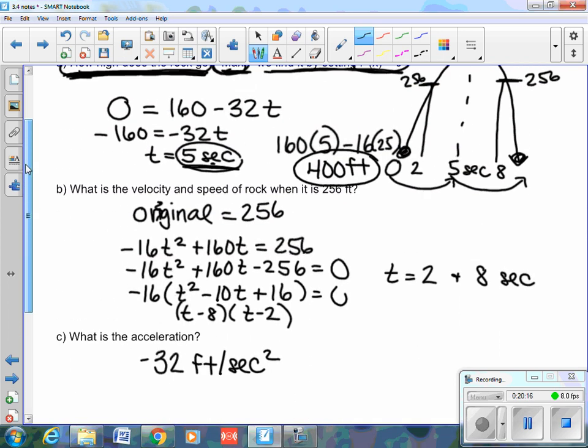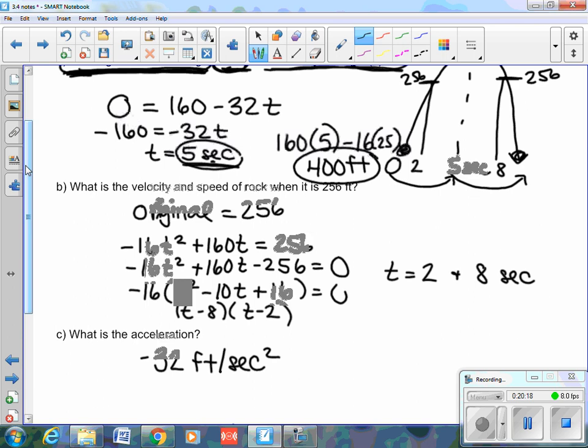Oh, yes, let's go back. I'm missing a whole bunch of stuff. What is the velocity and speed of the rock when it's at 256? We didn't actually find it, we just found the time again. I'm doing badly on this section.